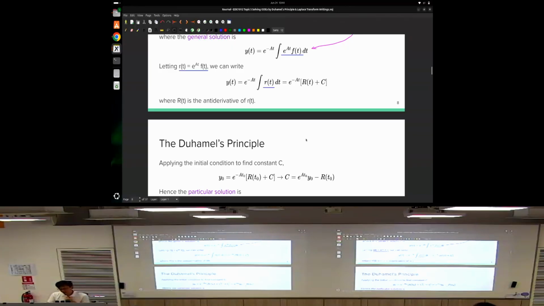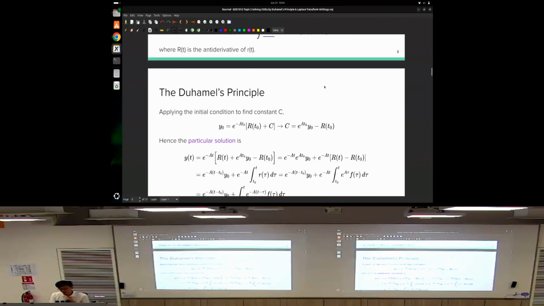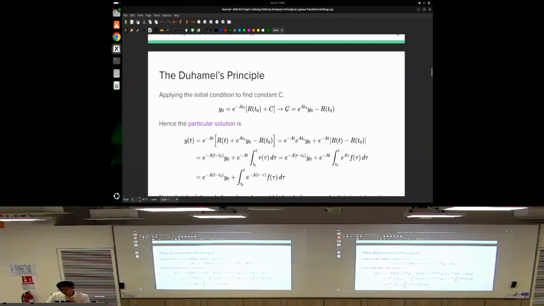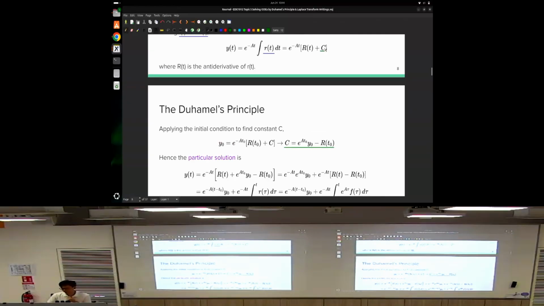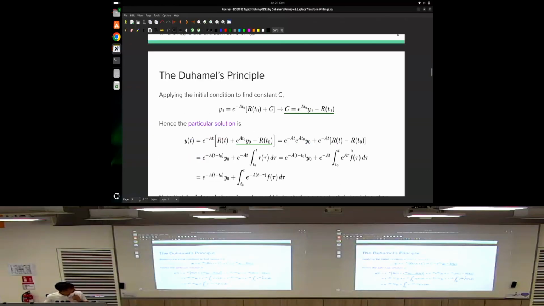Then you substitute c back into the general solution to get the particular solution. After you find your c, just substitute into the general solution and you get the particular solution. After you get the particular solution in this form, we try to make it a little neater. You see this e to the minus at multiplied by e to the at naught y naught, the first term. Then r of t minus r of t naught multiplied by e to the minus at, the second term. Now, same base, so combine the power.